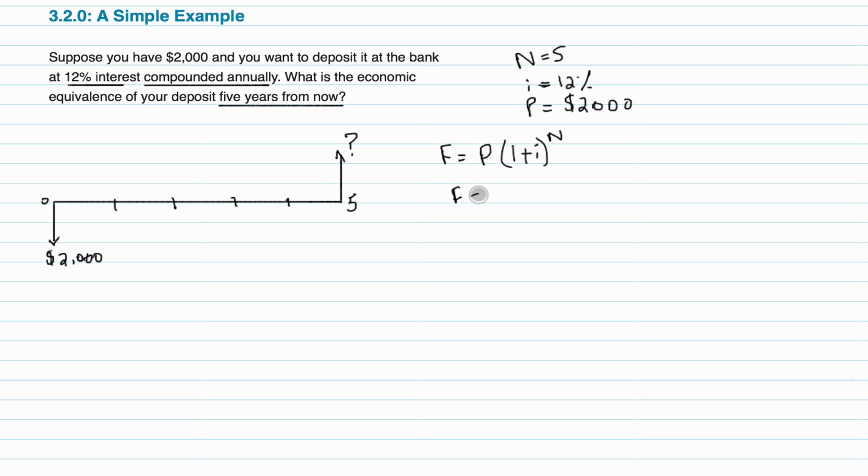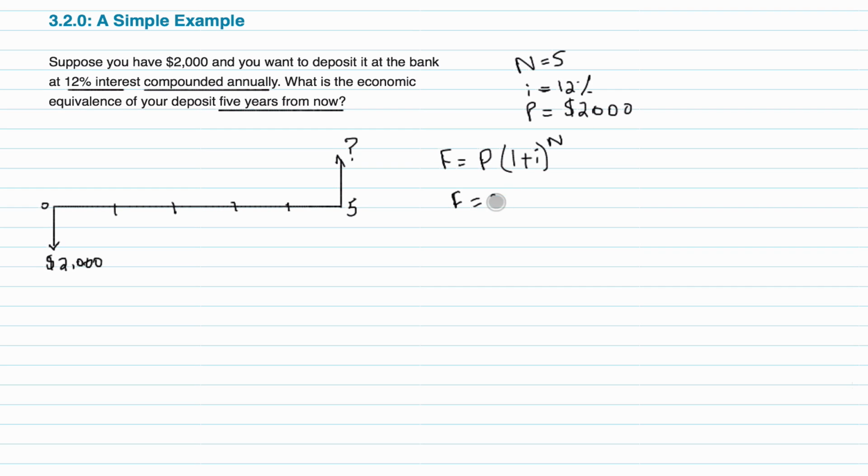So F is equal to 2000 times (1 plus 0.12), converting the percentage to decimal, to the power of 5, which equals this value over here, $3,524.68.